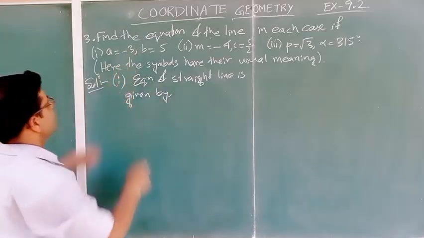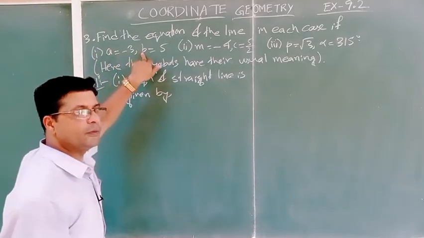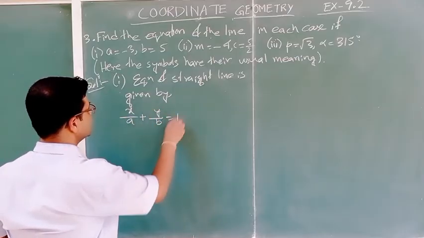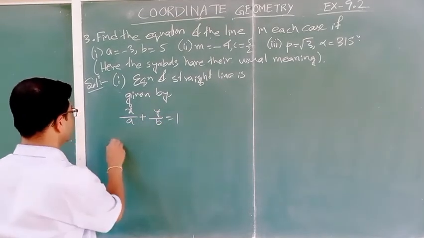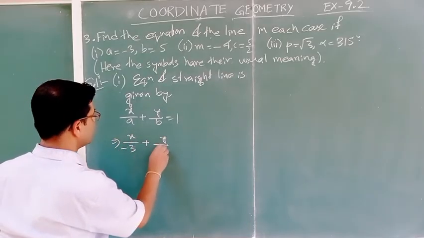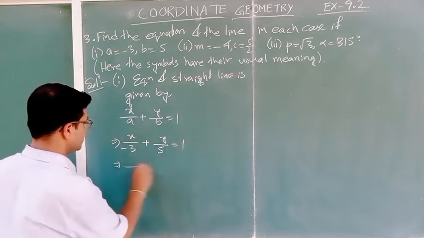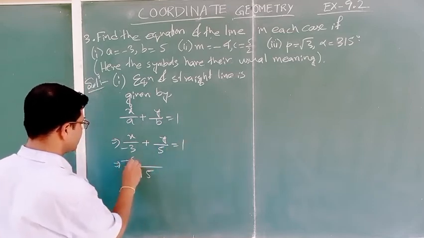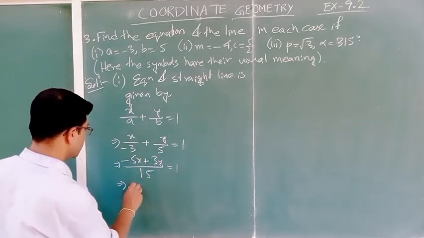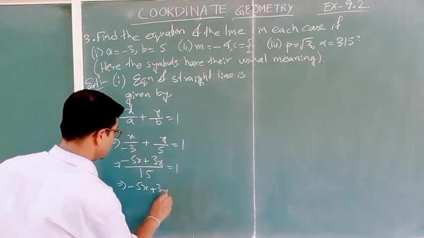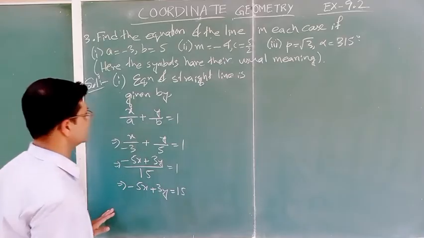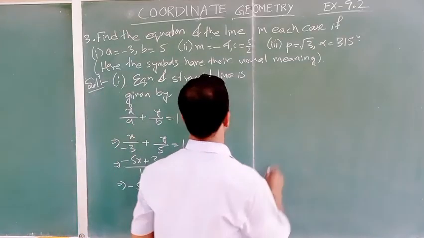Here a and b. What is a? X intercept. What is b? Y intercept. What is the format? X by a plus y by b is equal to 1. Just let us substitute the values and we will find the required equation. So x by minus 3, y by 5 is equal to 1. LCM. What is the LCM? 15. So this is minus 5x plus 3y is equal to 15. So the equation is minus 5x plus 3y equal to 15. If you want, you can simplify it further. Okay, let us keep like this only. No problem. So this is the equation of the straight line.